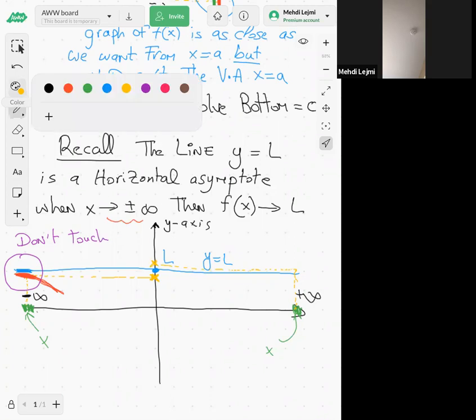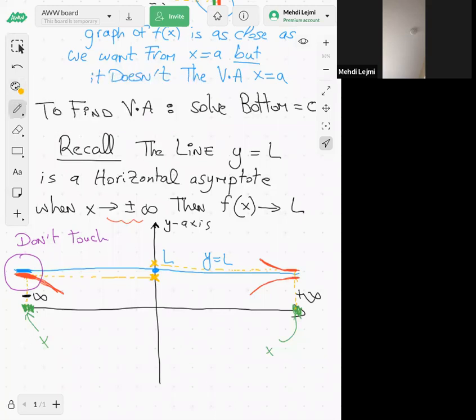So then your graph is gonna be right here, very close to the horizontal asymptote, but above it, right? And the other option is that your graph is below the horizontal asymptote. In both cases, your output is going to be very close to L anyway. Okay. And of course, the graph doesn't touch the horizontal asymptote.